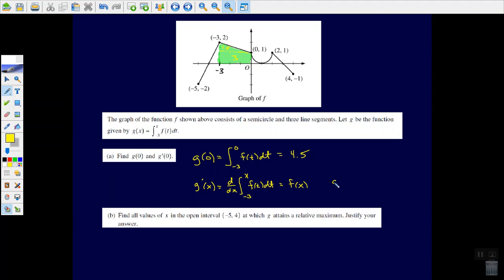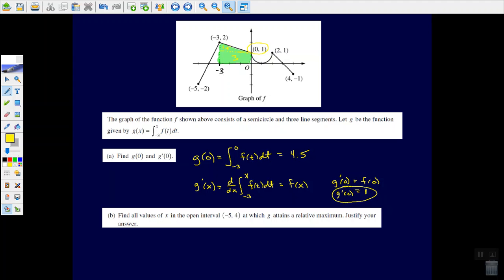So the quick answer to this one for g prime of 0, it's the same as f of 0. And that can be read right off the graph. The graph of f contains the point 0, 1, so f of 0 is 1. Therefore, g prime of 0 is 1. That's the final answer there.